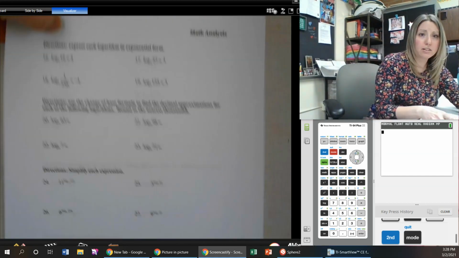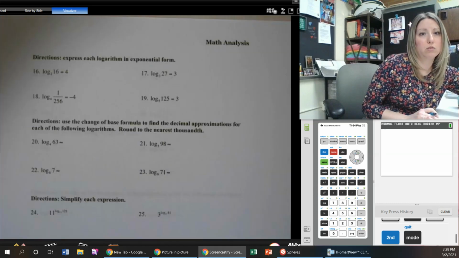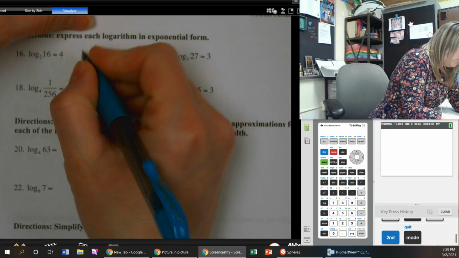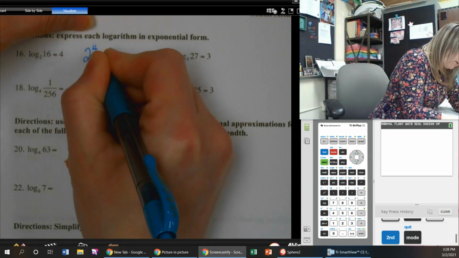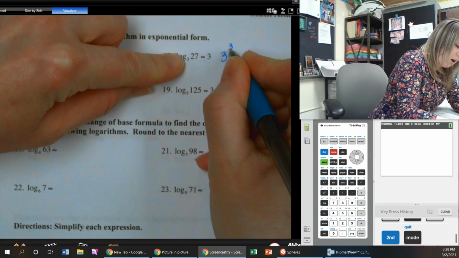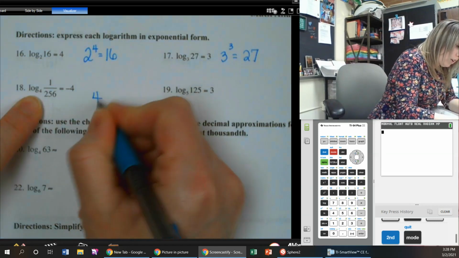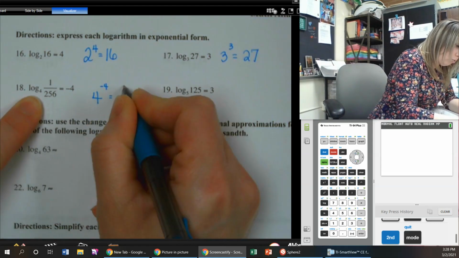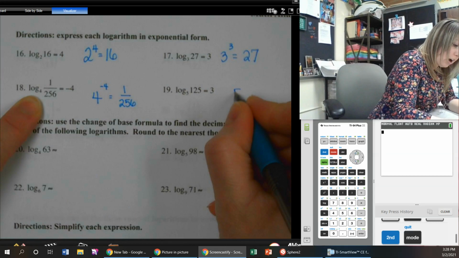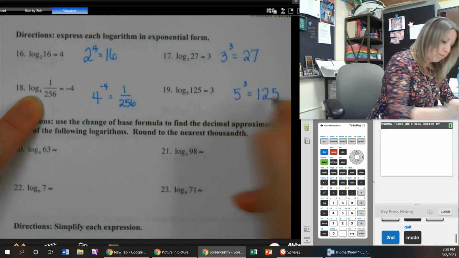Now, back the other direction, logs to exponents, logs to exponential form. So 2 to the 4th power is 16. 3 to the 3rd power is 27. 4 to the -4th power is 1/256. And 5 to the 3rd power is 125. Okay.